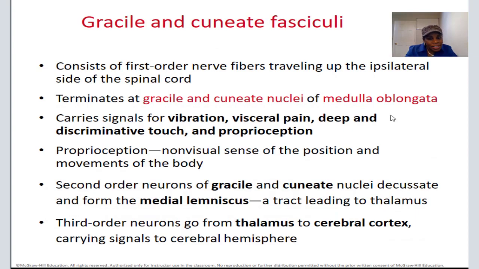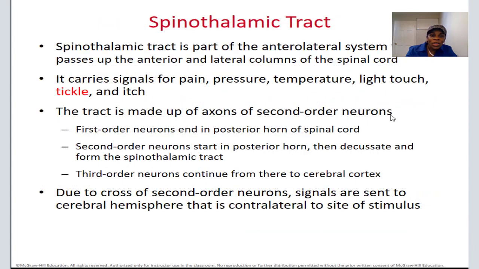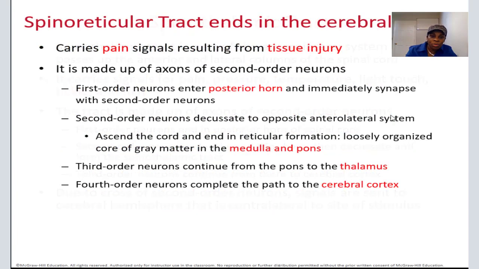Gracile and cuneate. What do they take? They take vibration, visceral pain, discrimination, and proprioception. Gracile and cuneate, I just call them 85, 75 north. What do they take? Pain and pressure and stuff like that. What about the spinothalamic tract? Tickling, temperature, pressure, taking up to your brain.